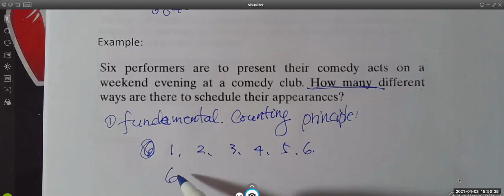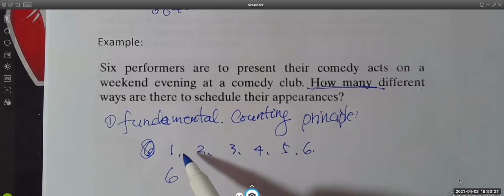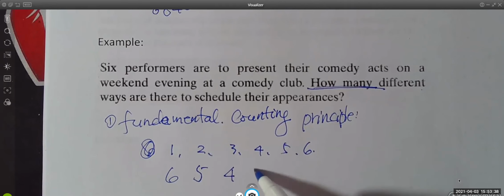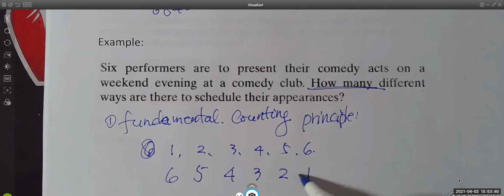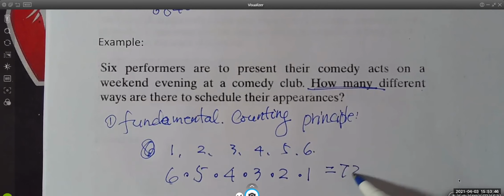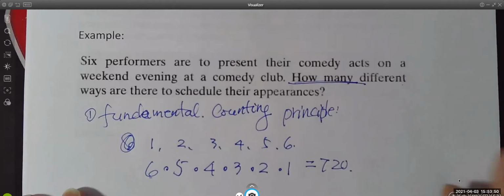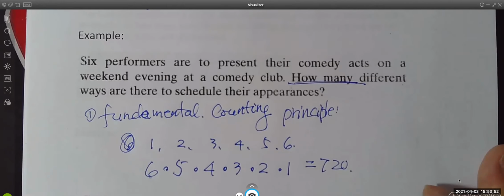After the first one is already determined, when you determine who is going to be second, by that time, there are only 5 candidates left. So there are 5 different ways to do this one. And the rest are very similar: 4, 3, 2, 1. When you multiply them together, you see, this is like 6 factorial. When we do that, 720. So there are 720 different ways to arrange these 6 performers.